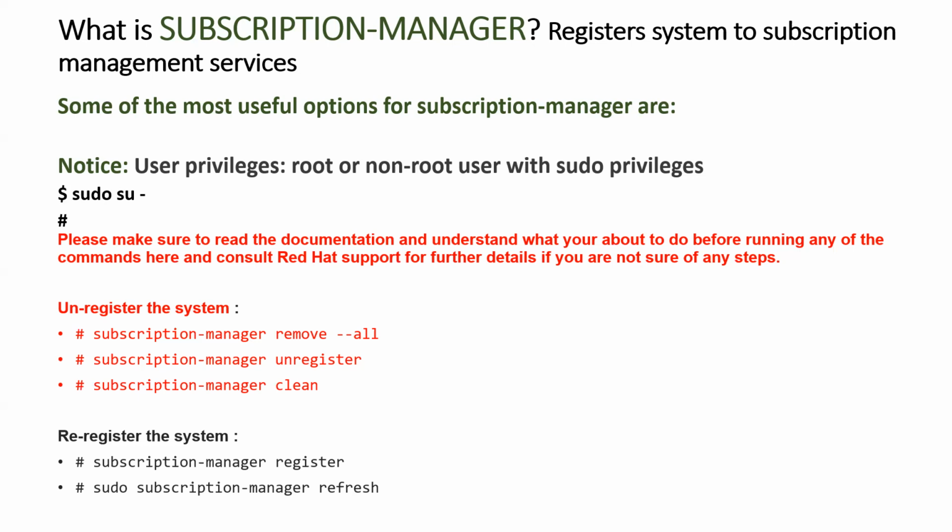So that's why, for the option to remove a subscription, you just do remove --all and unregister. And if it is not already done, you run clean, which I'm showing you next, and then re-register the system. On this one, you're running the register command and refresh command with subscription-manager.